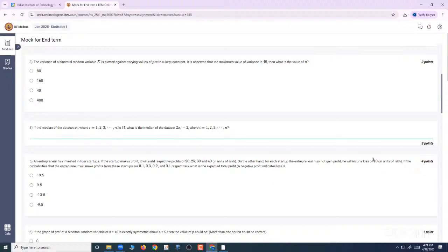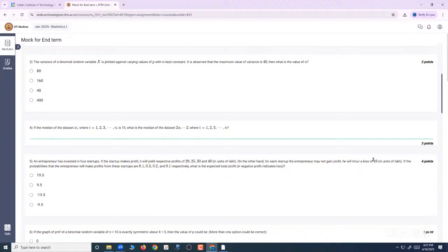Right. So for the first startup, you will be calculating the expected value, that is 20 into 0.1 and the loss one also. So 90% will be loss, 10% will be profit. You have to calculate for each of the startups, then add it. Then you will get to know whether the expected value is a loss or a profit.